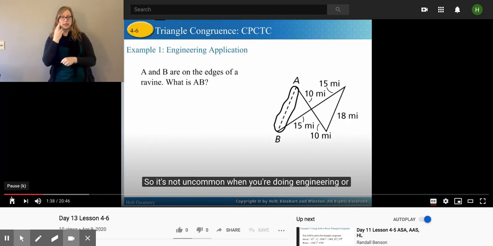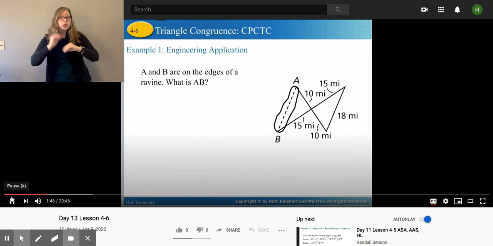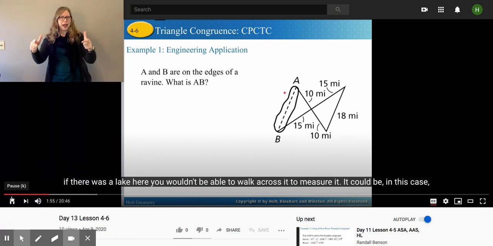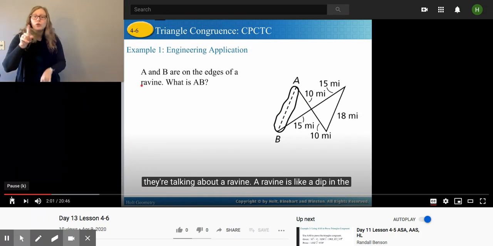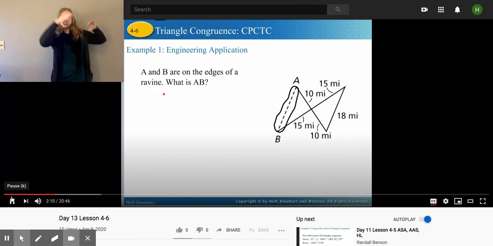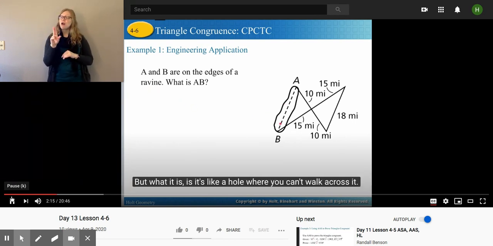So it's not uncommon when you're doing engineering or surveying or different things for construction that you have to measure distances across landscape features that are not easy to measure across. It could be something like a lake, and you wouldn't be able to walk across it to measure it. In this case, they're talking about a ravine. A ravine is like a dip in the land. I think it's smaller than something like a canyon or a gully. But what it is, it's like a hole where you can't walk across it.